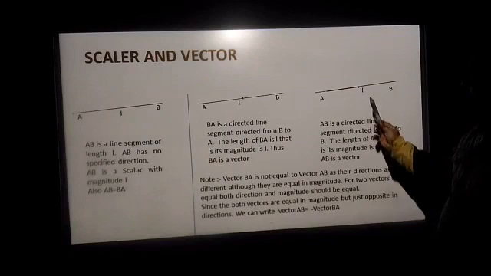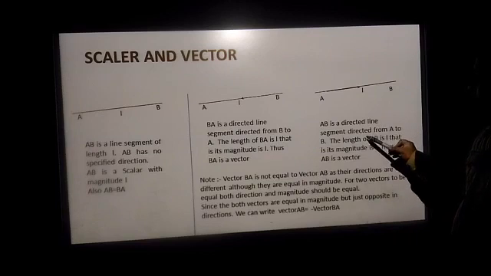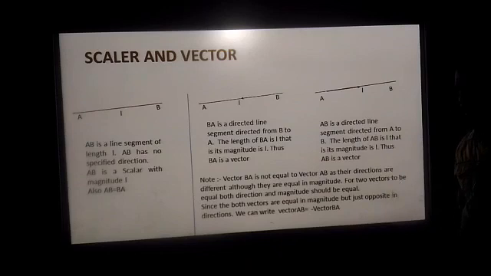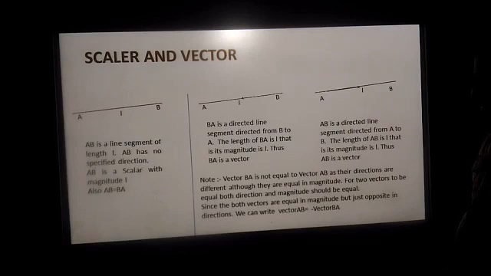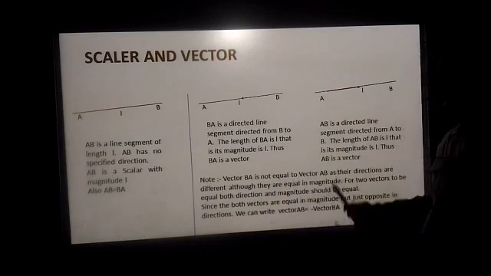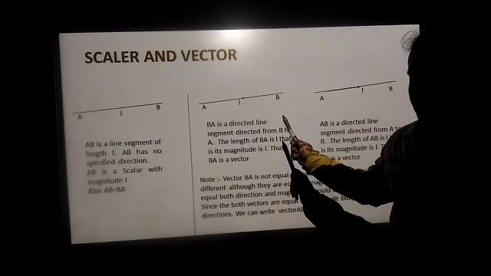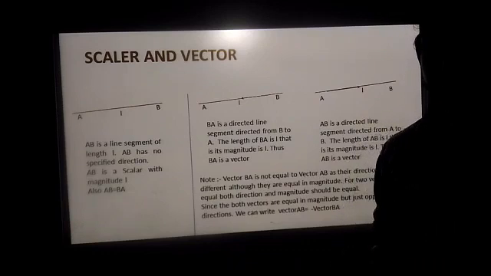Same case here. Here the direction gets changed. AB is a directed line segment directed from A to B. The length of AB is L, that is, its magnitude is L. Thus AB is a vector quantity. Okay, we have to note some points here. Vector BA is not equal to vector AB. If the direction changes, that means the vector quantity also changes.